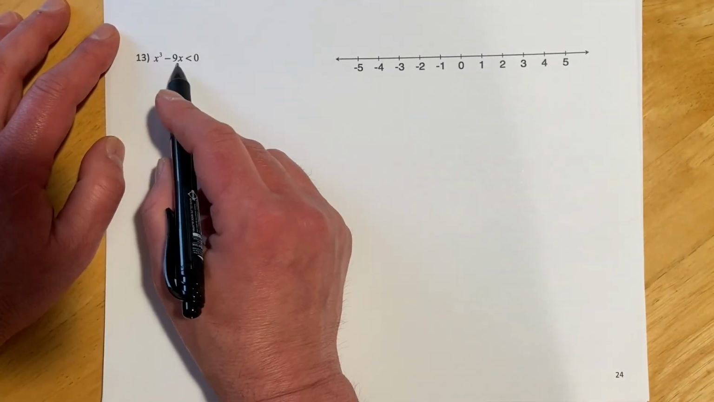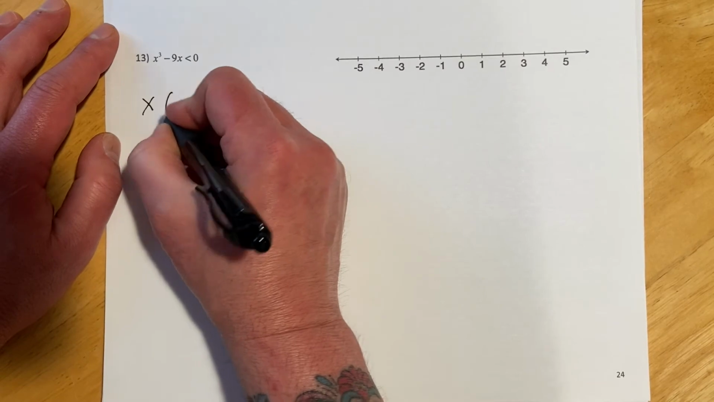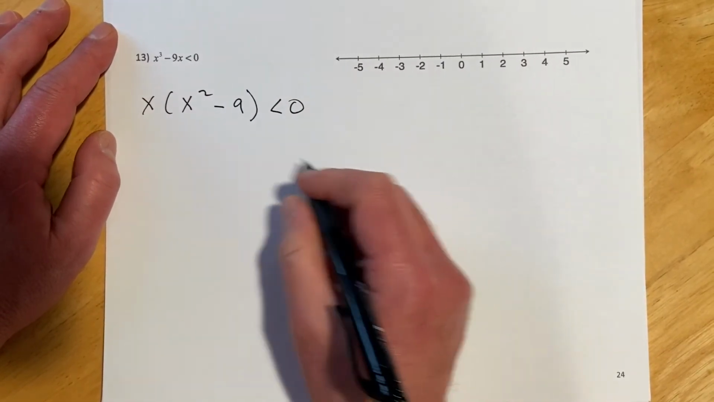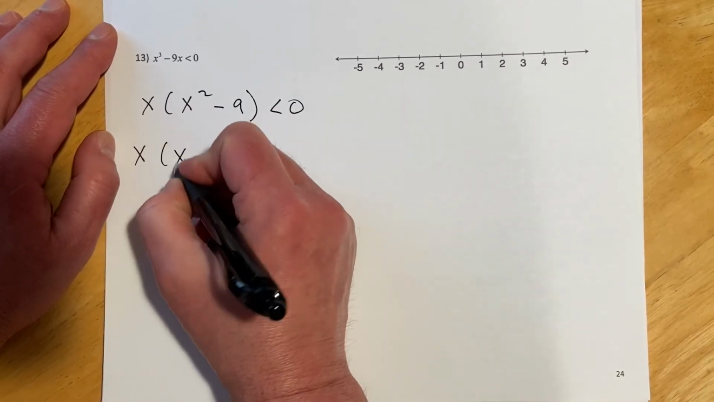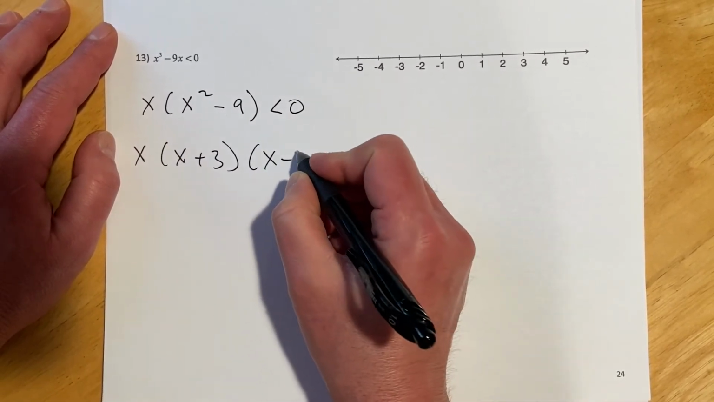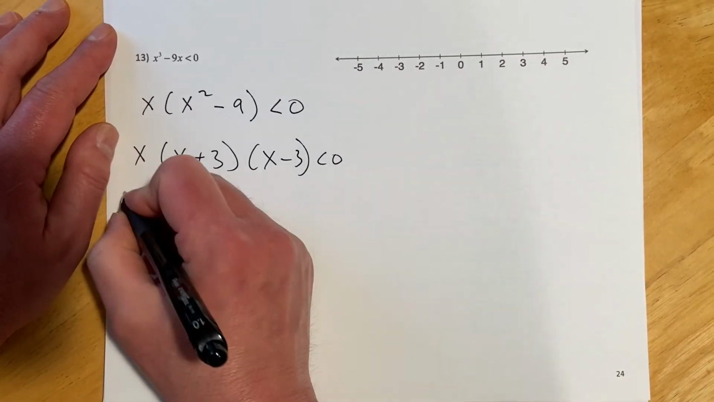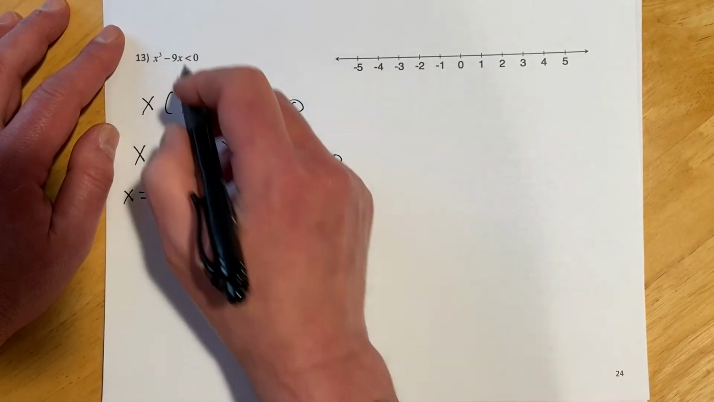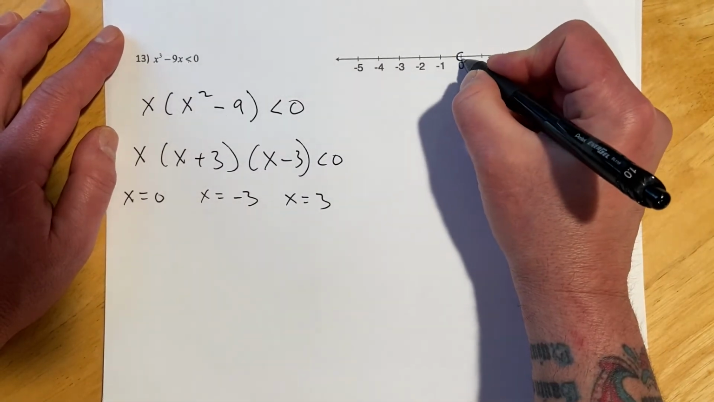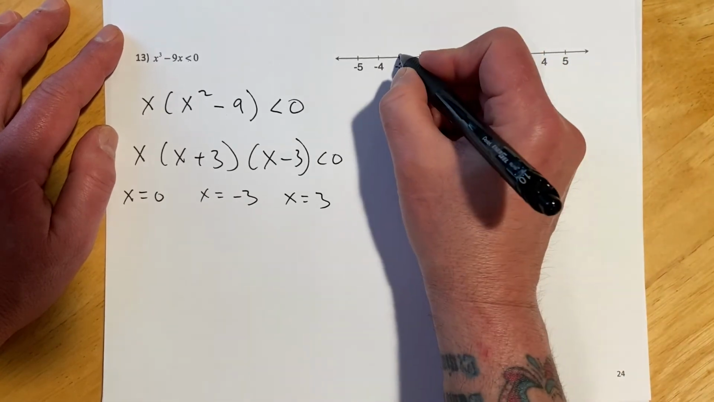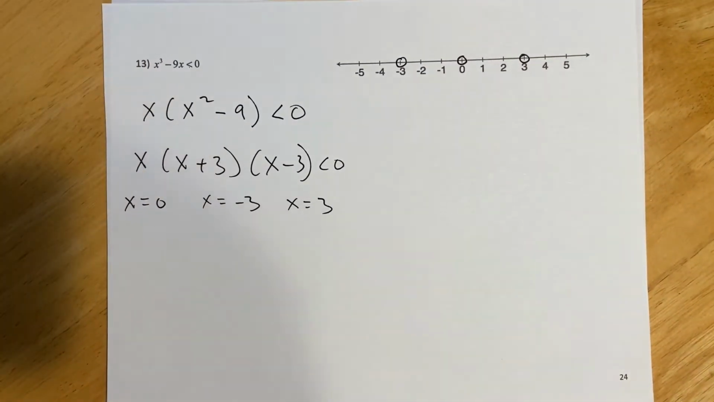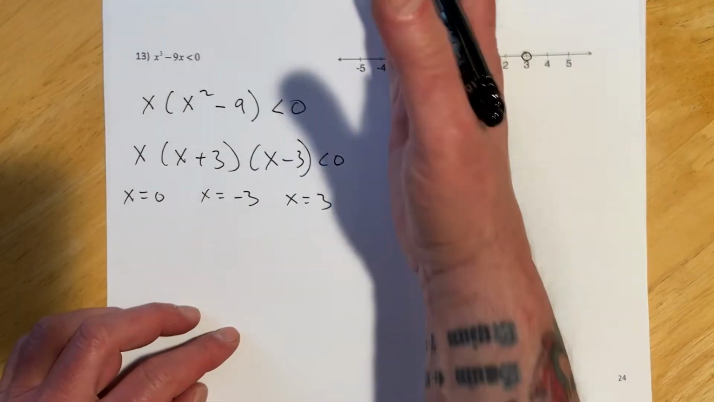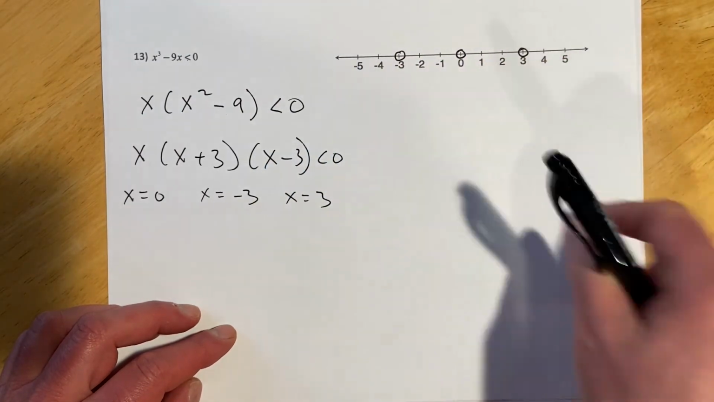This one, same thing, but we have to do a little bit of factoring. So I'm going to take an x out of there, and that's going to be x times x squared minus 9 less than 0. And then factoring that, I get x plus 3, and x minus 3 less than 0. So I'm going to have zeros at 0, at -3, and at 3. And this time I don't have an equal, so I want to be careful to use open dots, and then parentheses on my answer, because I'm not going to want to include those. And then since I have 3 zeros, if you chop something 3 times, you get 4 pieces.